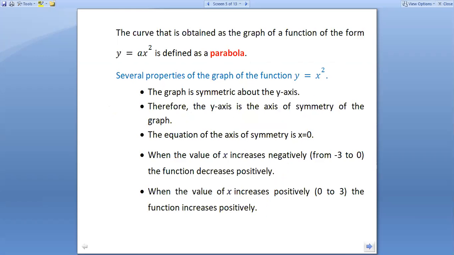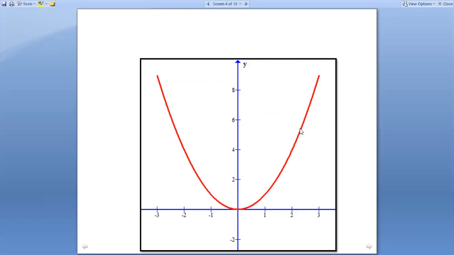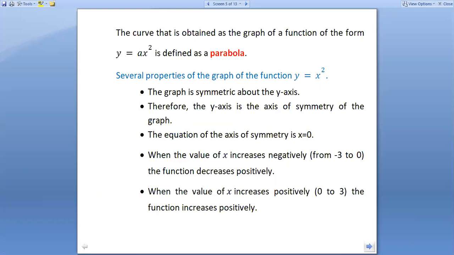Now let us observe some properties of this graph. The curve that is obtained as the graph of a function of the form y equals ax squared is defined as a parabola. That means this shape is known as a parabola. Next, the graph is symmetric about the y-axis. Therefore, the y-axis is the axis of symmetry of the graph. The equation of the axis of symmetry is x equals 0.